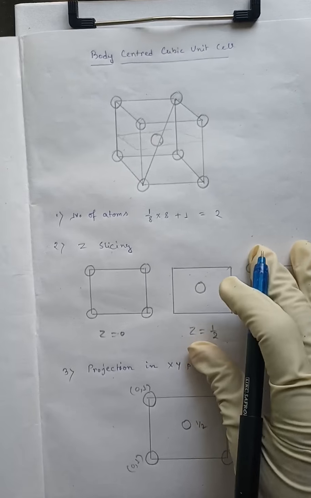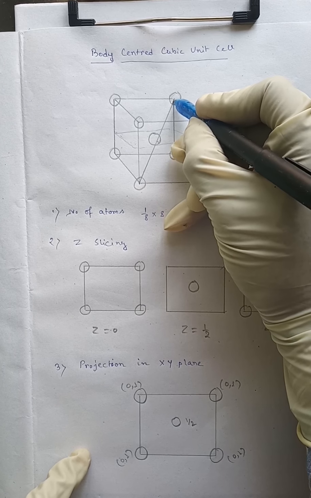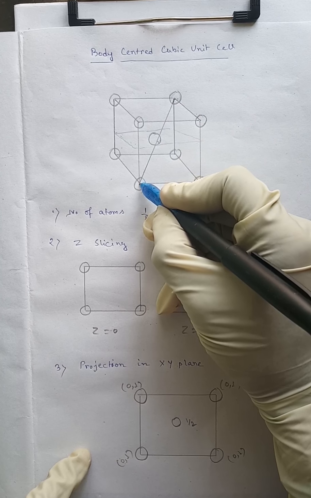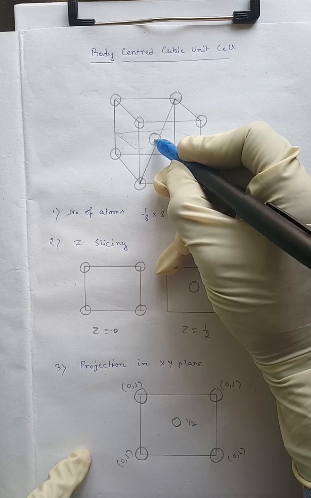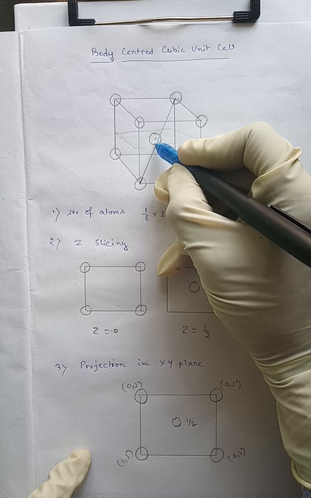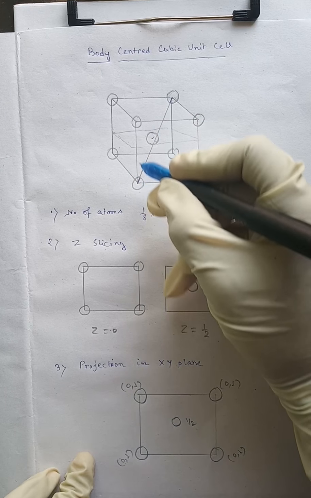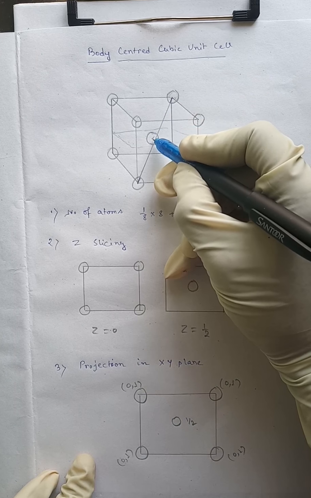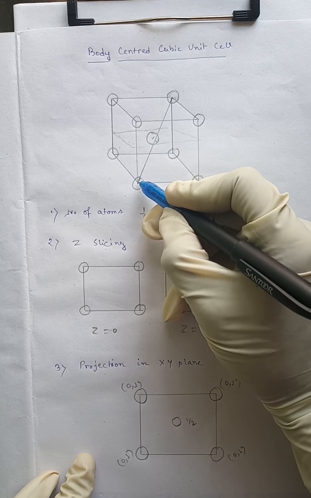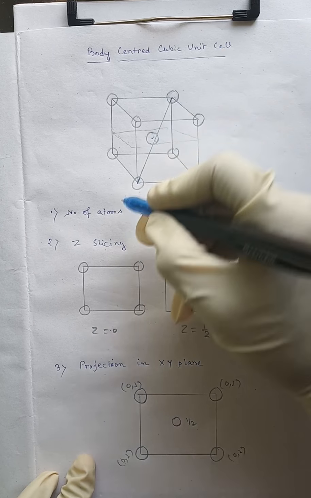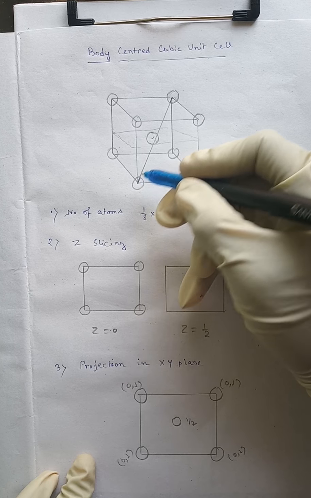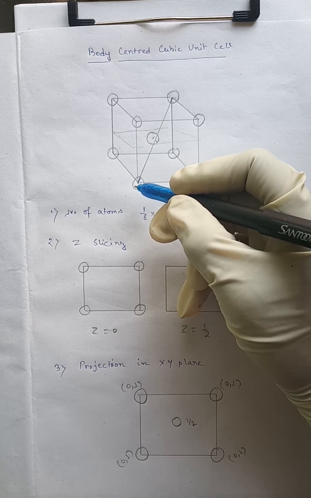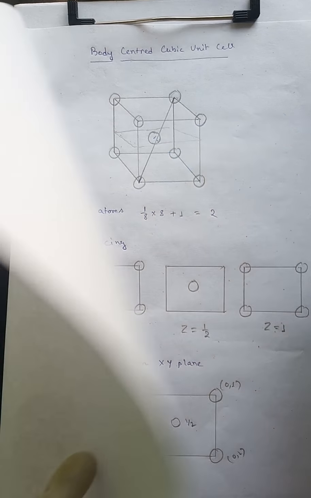How is this happening? Let's look. This one is r, this one is r, and this one is 2r. Now these atoms are in touch with each other. This is r, this gives 2r, and this gives r. So the total body diagonal, which is equals to a root 3, this becomes equals to 4r.